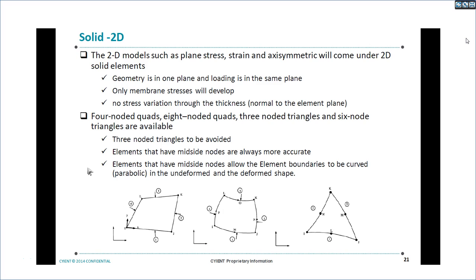Now this complete area should be in the XY plane. You should not have any curvatures. It should be a perfect plane. Loading can be applied either in the radial direction or the axial direction. You can apply only these two directions. You cannot apply a load acting through 360 degrees, or a circumferential load. In this type of loading, only membrane stress will be developed. This is our assumption: no stress variation through thickness.